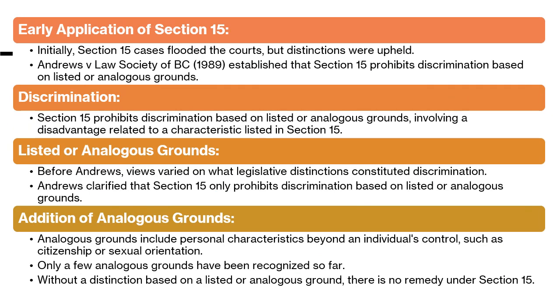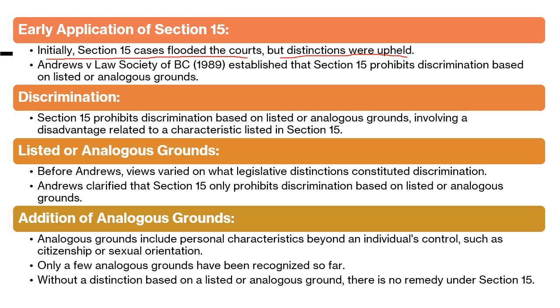So initially what happened, section 15 cases flooded the courts, but there were many issues that came before the court that the courts felt did constitute some kind of discrimination and did come under the protection of section 15, but the grounds were not those mentioned under section 15. So there was a need to go beyond the list of nine grounds and to add analogous grounds. So initially section 15 cases flooded the courts, but distinctions were upheld.